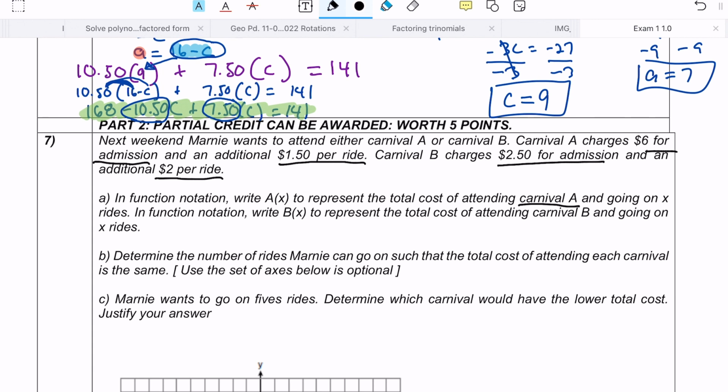Okay, so let's say we have Carnival A. We can write A of X, or that's the same thing as Y. And then we have Carnival B, which is represented by B of X, or also Y.